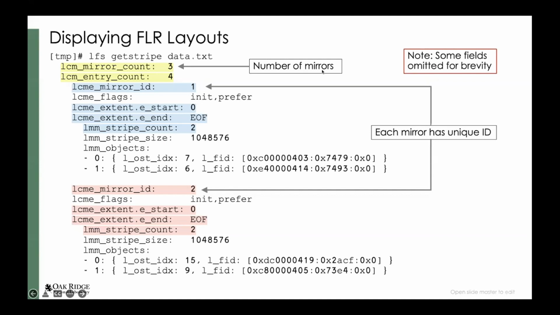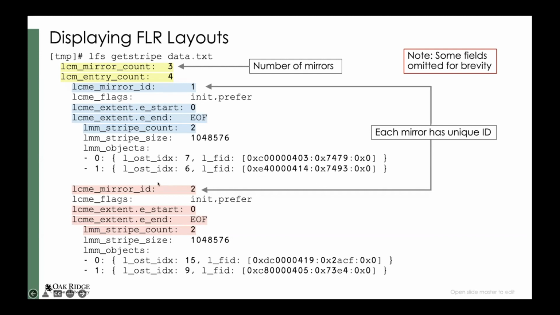One thing I should point out too is that just for the sake of brevity and being able to fit this on the slides, I've deleted some of the not so important fields that would come from lfs getstripe. So this is not an actual full output from lfs getstripe. I've just tried to include some of the most important pieces.